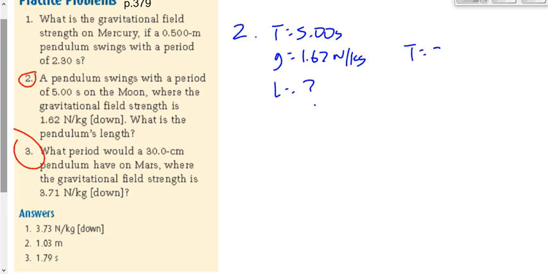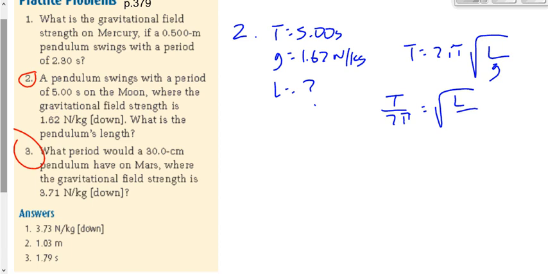So we say T is equal to 2 pi square root L over G. Take the 2 pi over by dividing. I'm going to go through this process even though I just did it, just to refresh your memory on it. Take the square root over by squaring.